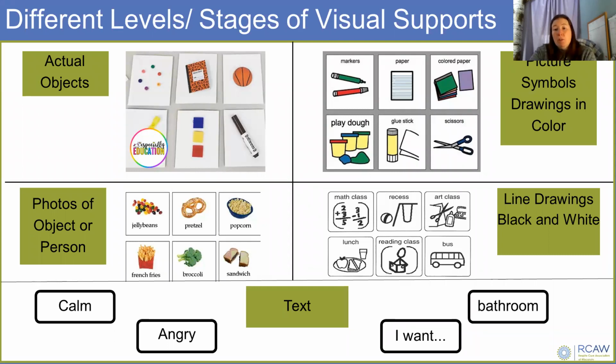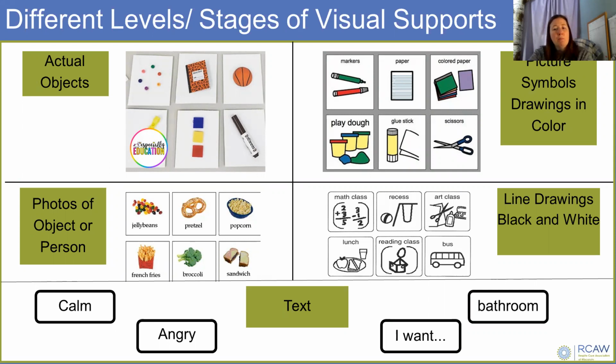The next level up is picture symbols and drawings in color. This is a more abstract, harder to grasp concept. My Play-Doh containers might not look like the Play-Doh containers on the picture. So I have to be able to, in my mind, transfer over a symbol to an actual object. So some individuals might not be able to do that for whatever reason.